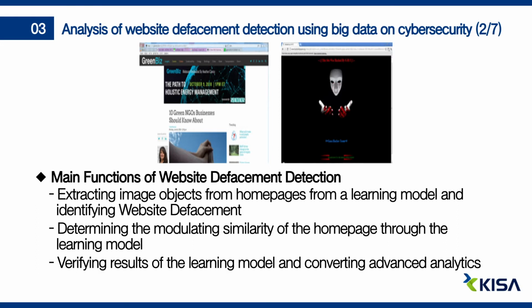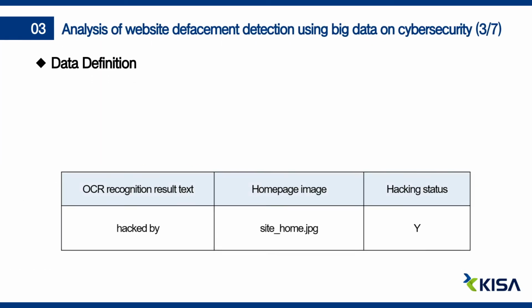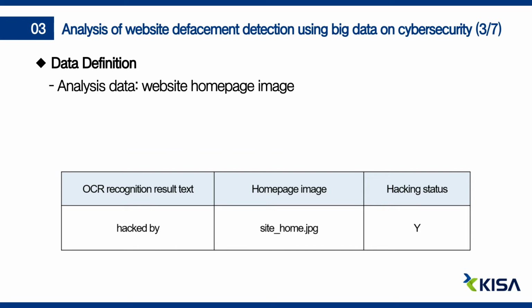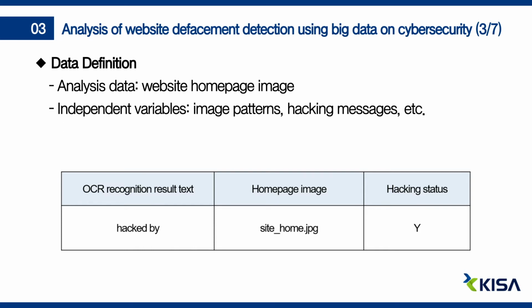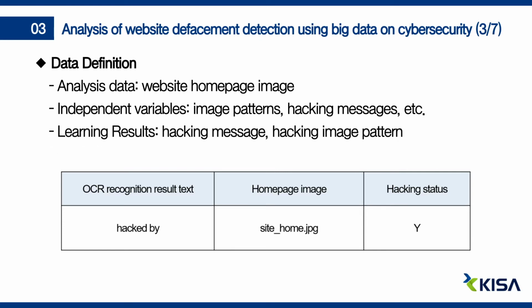Third function verifies results of the learning model and converting advanced analytics. This slide describes the data definition. There are 4 types of data for website defacement detection. Image data within the website should be analyzed. Variables include image patterns, hacking messages, etc. Learning results are divided into hacking messages and hacking image patterns.